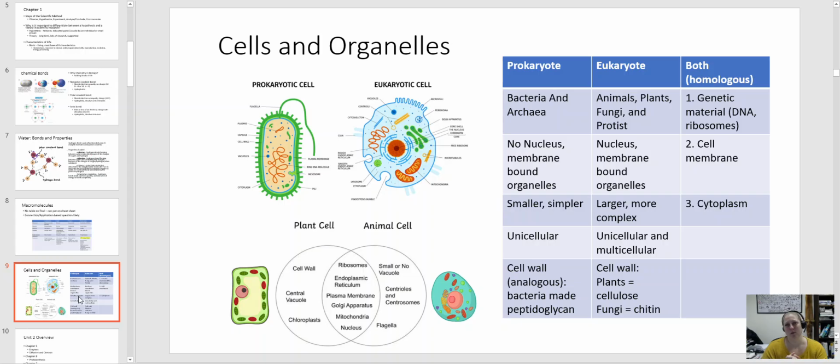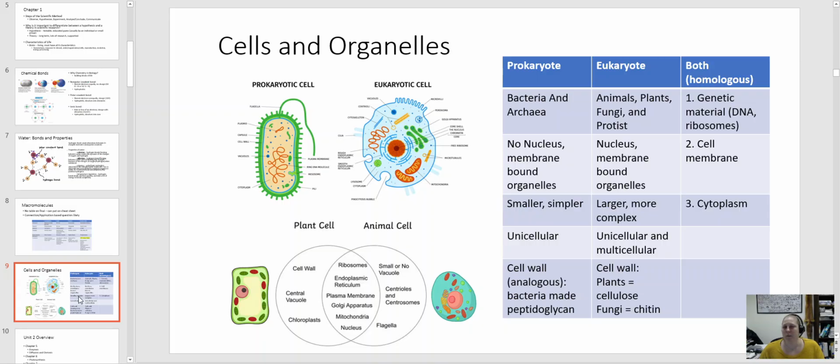The cytoplasm holds all of the organelles. In the prokaryotic cells, it holds the nucleic acids, so that nucleoid region, as well as ribosomes. In addition, you should be able to match the organelles to what they do. So if you can't remember that, please go review Unit 1.